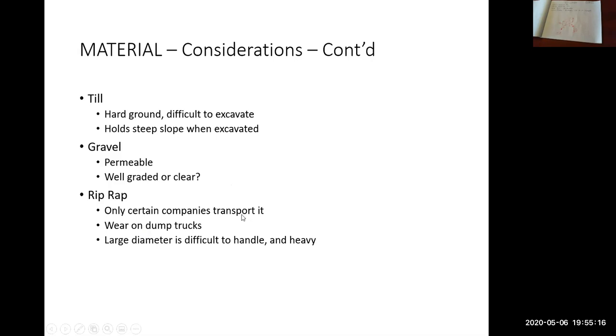Only certain companies will transport it. You need a steel box in your dump truck in order to haul riprap. It's very hard on aluminum boxes. Most dump trucks have aluminum boxes. Only a few have steel boxes that riprap can be hauled in. So here's the wear comment on the dump trucks. It can be quite large diameter. It's difficult to handle and it's quite heavy.